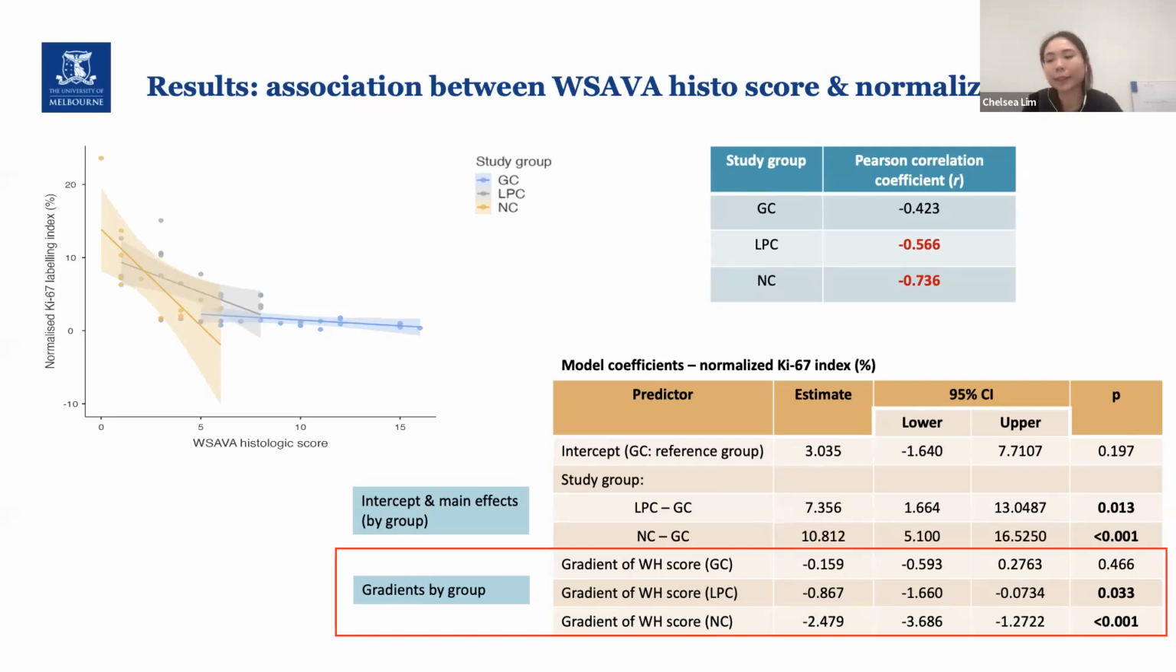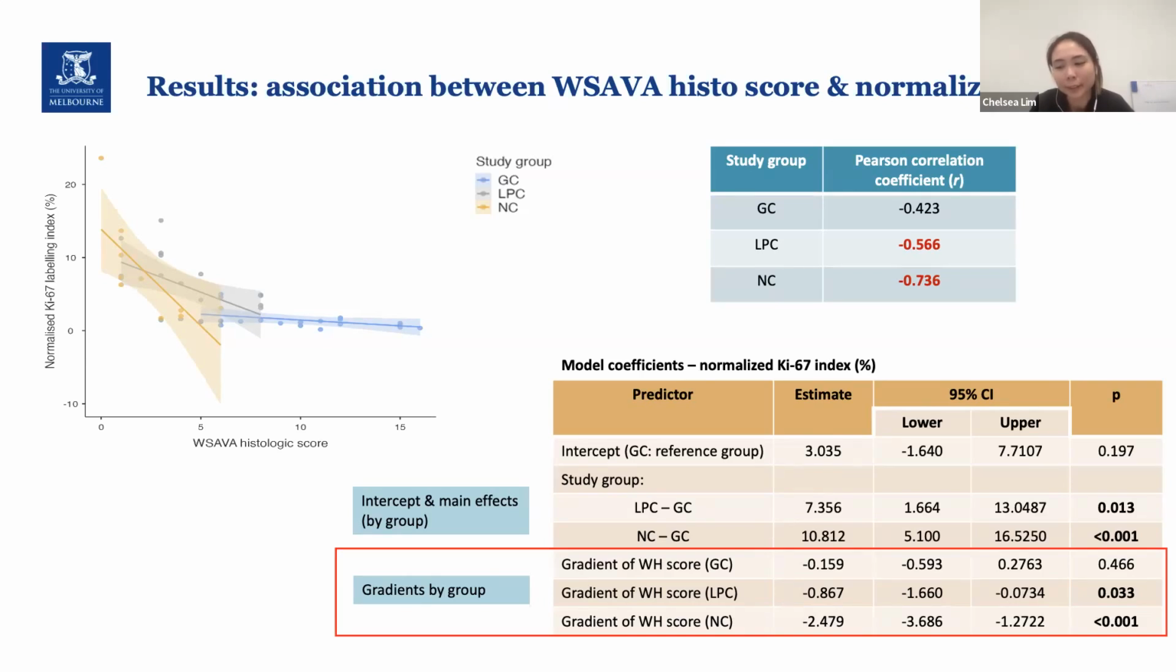When assessing the relationships between Wasaba histologic score and normalized Ki67 index, observations included a strong negative correlation in the non-colitis dogs, as seen from the downward sloping orange line. And this correlated to approximately a 2.47% decrease in Ki67 expression for every unit increase in Wasaba histologic score.